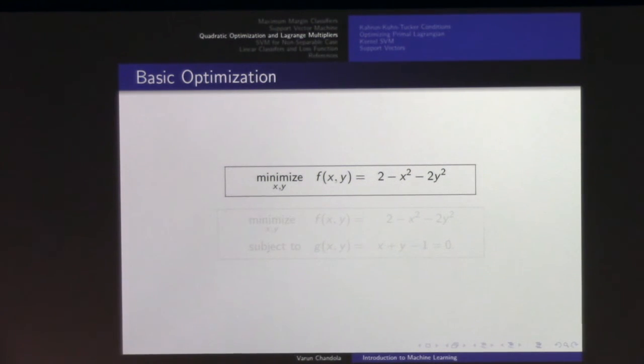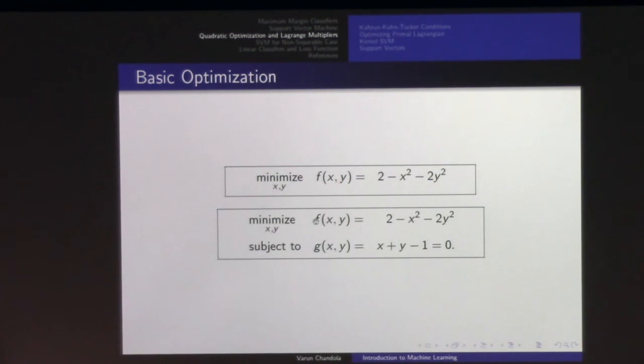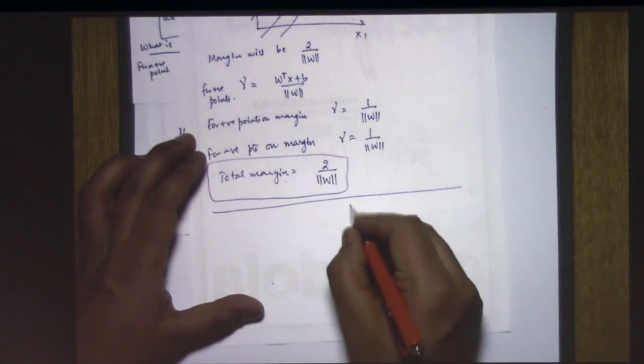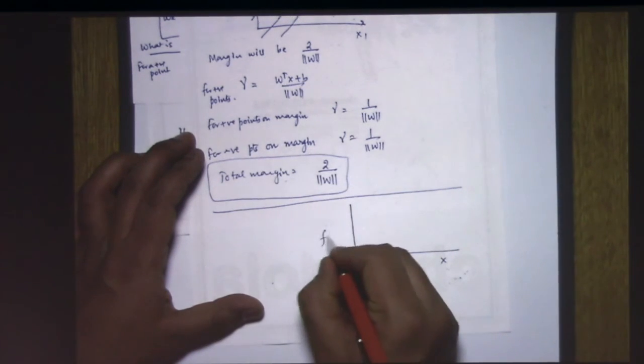But what if I add some constraint? So I have this objective function, but I also have a constraint, which means that the solution I get should follow this. It means that x plus y should sum up to 1, which means that if I directly optimize this, they might not satisfy this constraint, right? So that is the idea behind constrained optimization problems. So let's say you only had one parameter x, and this is your f(x).